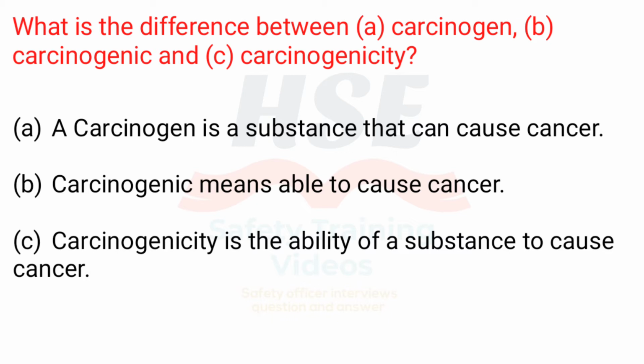Carcinogenic and carcinogenicity. A. A carcinogen is a substance that can cause cancer. B. Carcinogenic means able to cause cancer. C. Carcinogenicity is the ability of a substance to cause cancer.